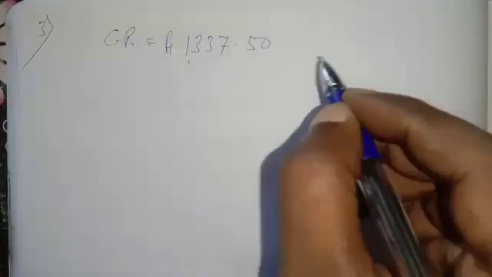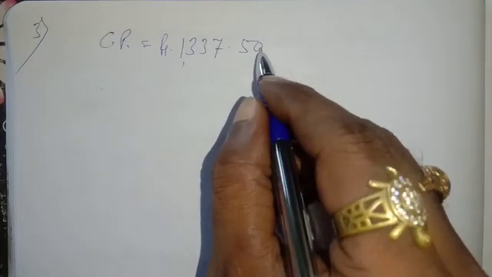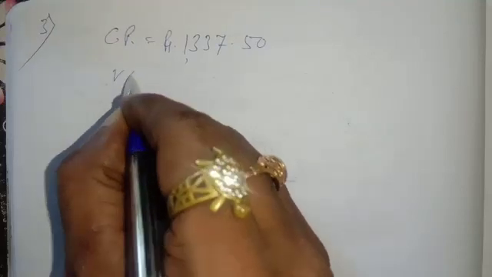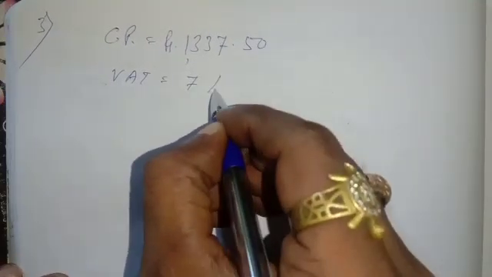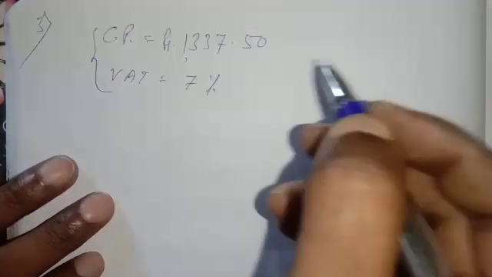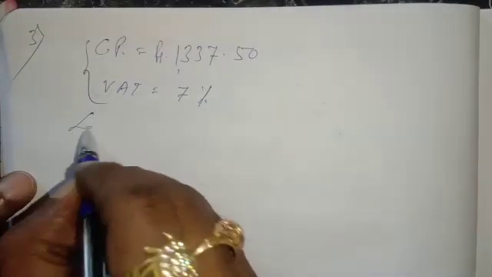1337.50 means 1337.50 is the cost price including VAT. Rate of VAT given 7%. And you have to find out the original price of the shirt. So let the original price of the shirt be X.